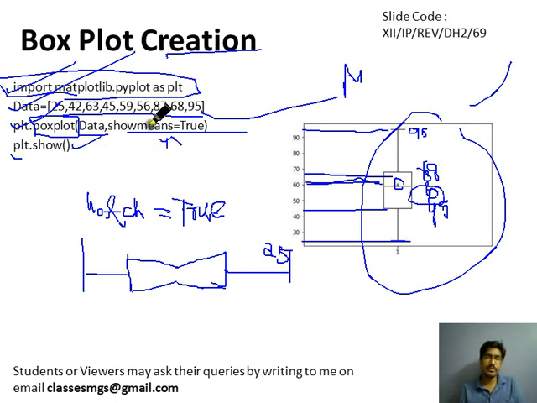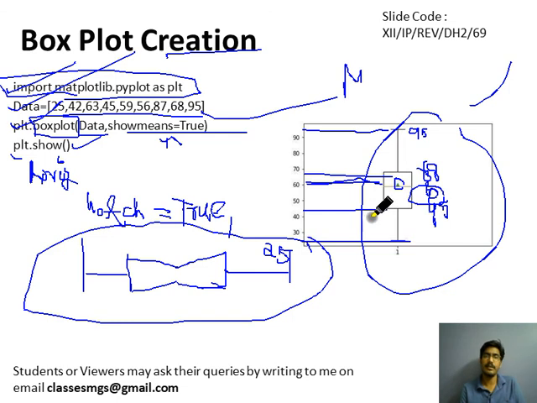And if you want to draw it vertically, then you will say horizontal equals false. If you set horizontal equals false, then the same graph will be drawn vertically. So you can remember these two properties also. Sometimes a question may be asked. Show means I have already told: to represent the mean of that particular number set, you show this particular mark in this box plot, then you use the showmeans property.